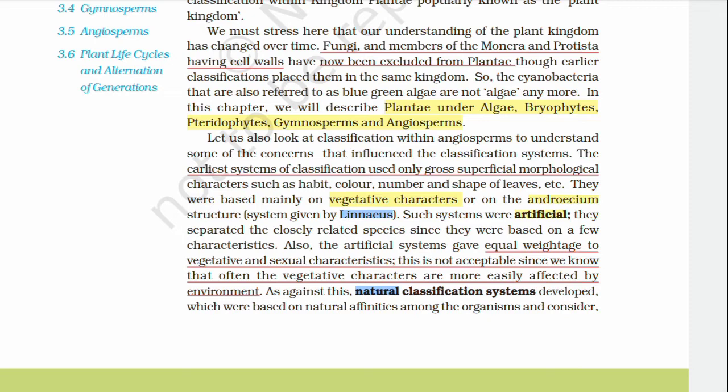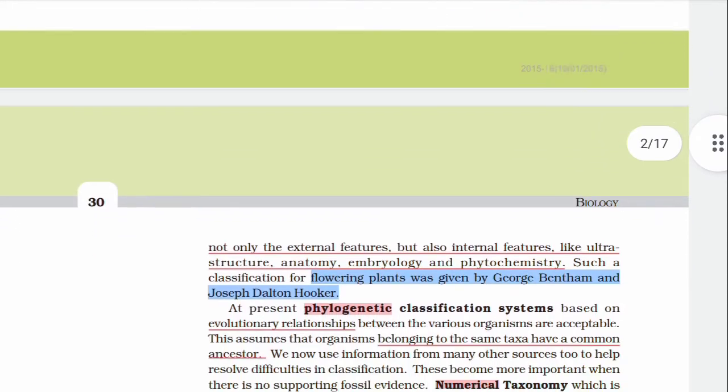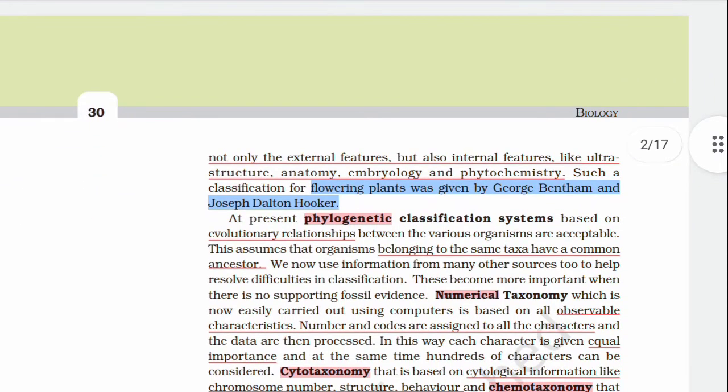And the second one was the natural system of classification that was given by George Bentham and Joseph Dalton Hooker. Here they classified organisms not only based on the external features but also on the internal features like ultrastructure, anatomy, embryology and phytochemistry. And it was given for flowering plants by George Bentham and Joseph Dalton Hooker.